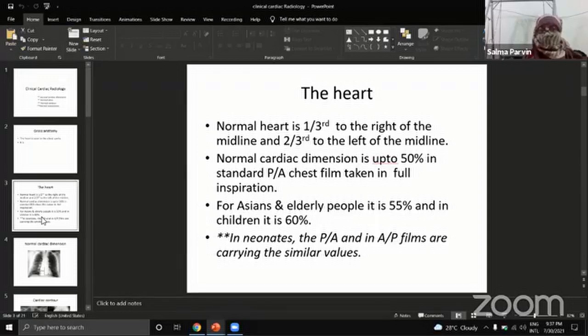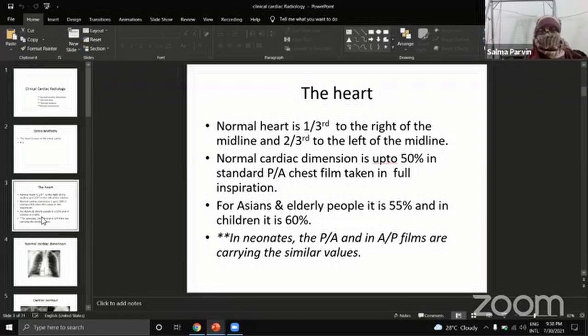Would it be on the right side? Yes, in some rare cases it would be on the right. That is our later discussion. Now we are going through a normal situs, a normal person having the main cardiac mass on the left side.